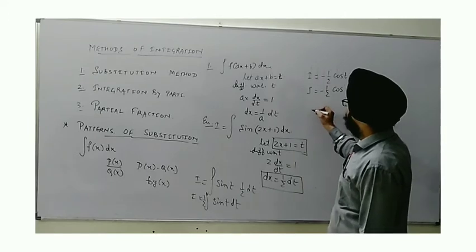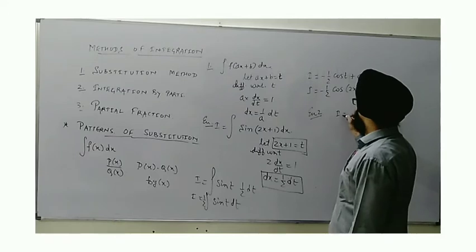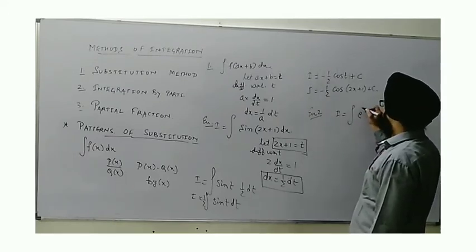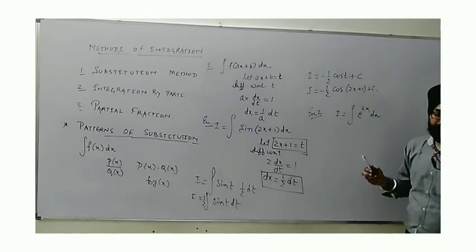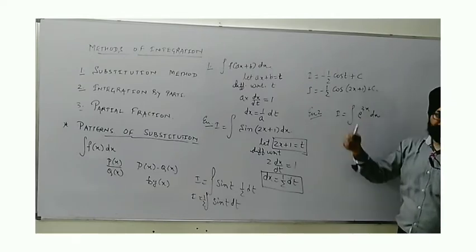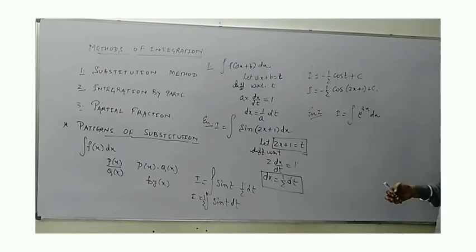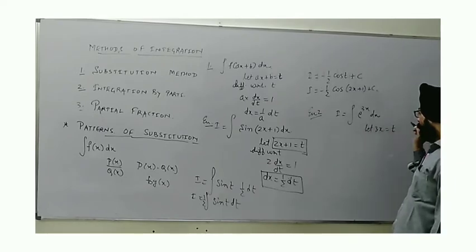Like example number 2, if I take the integration of e to the power 3x dx. This pattern we have seen by inspection, integration by inspection. Now I will use the substitution method. How do we do it? We see that in the power it's not only the x variable, it is 3x. So obviously 3x is a linear polynomial. So how do we begin? We say let 3x equal t.